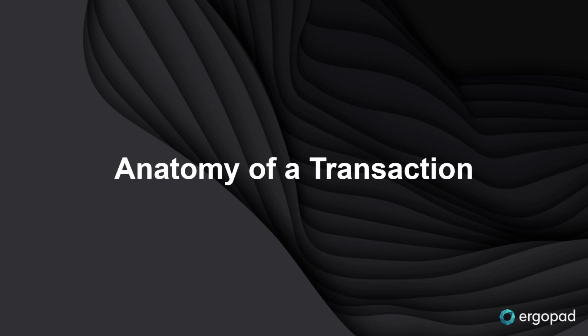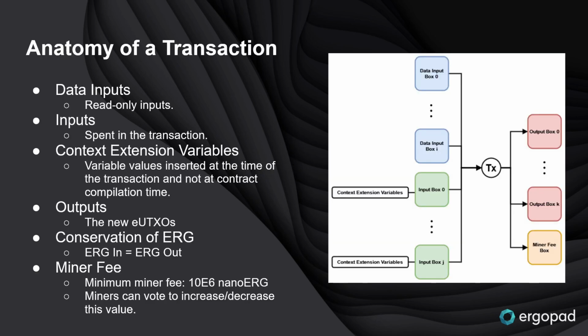We're going to now cover the anatomy of a transaction. So I'm showing here in the diagram the different boxes that are part of an actual transaction. So you might have data inputs if that's what you needed. You'll for sure have input boxes that need to get spent. And aside from the register data that's in them and any variables stored in the contract itself, additional data that you can provide to the box are context extension variables.